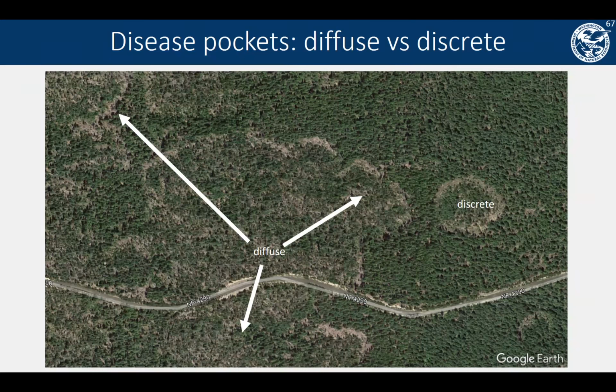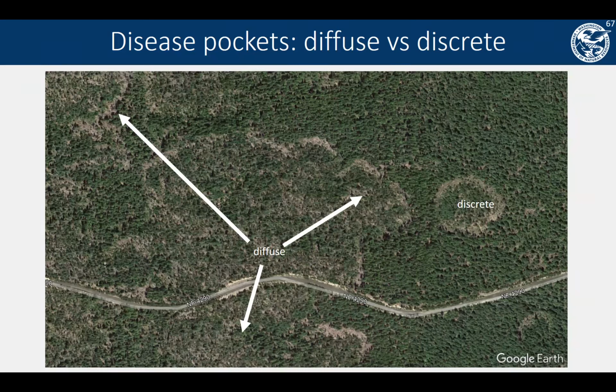However, in other scenarios, there's just too many root rot pockets. The tree species vary enough, the age of the trees vary enough that on the landscape, it's more diffuse and less discrete. And it can cause a slight bit of headache when trying to figure out where you have root rot and where you don't.